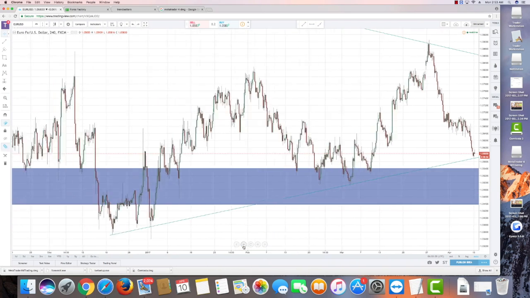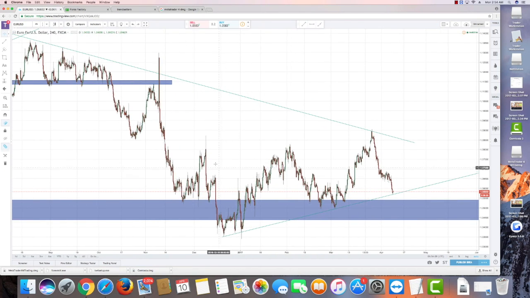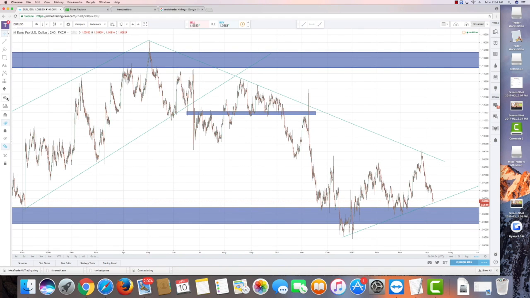Now it can break. If it breaks your trend line, don't hold on to this trade. Just go ahead and cut the loss if it does happen to break the trend line. Don't get too attached to the trade.